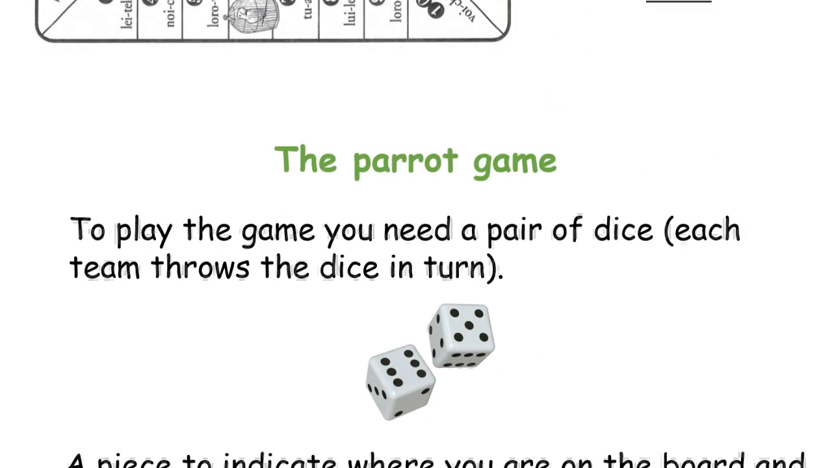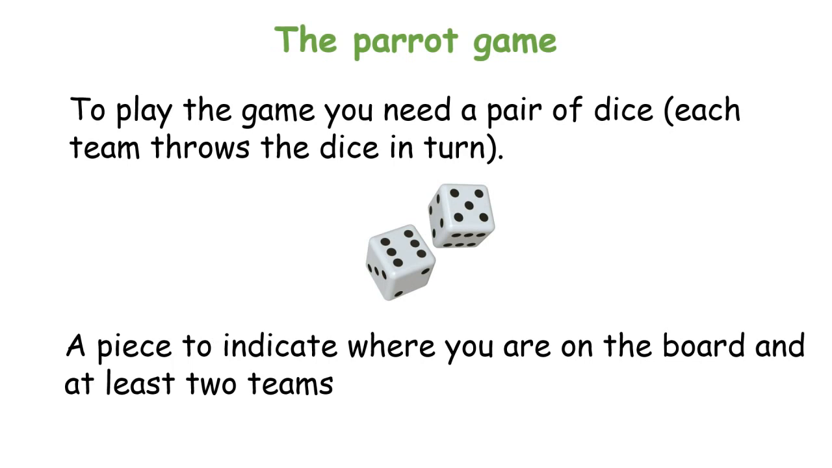Let's see how to play this game. Il gioco del pappagallo. To play you need a pair of dice and you need something to indicate where you are on the board. And at least 2 people, or 2 teams. Let's talk about teams.